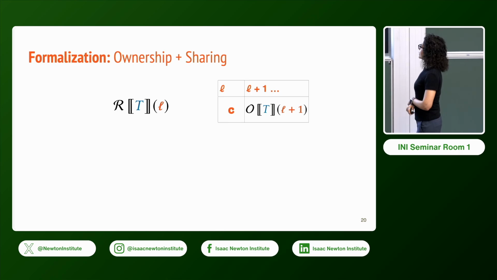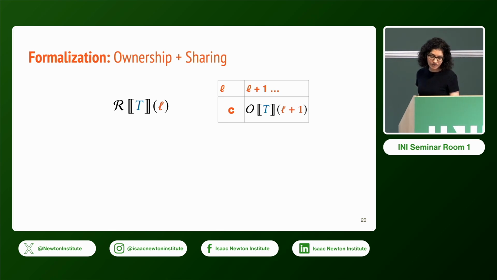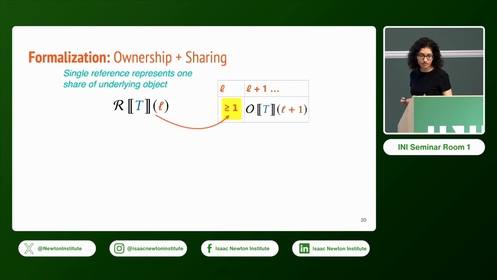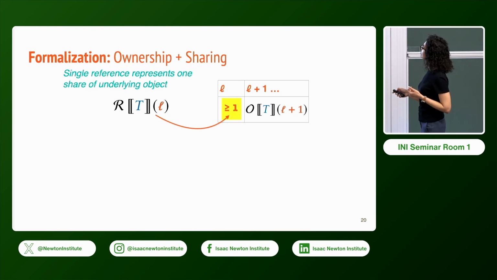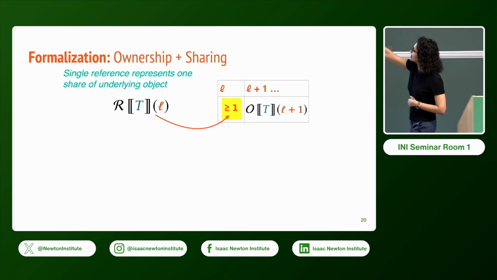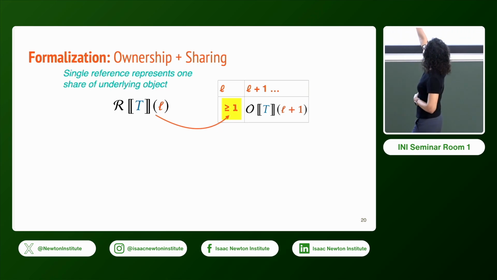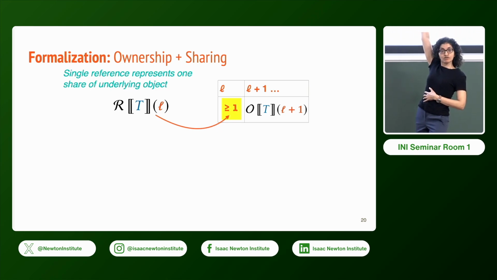Okay, so now the next thing that I need to talk about when it comes to reference counts is: if L is a reference, what does that mean in terms of ownership and sharing? So a single reference like this represents one share of an underlying object. All that L being an RT tells me is that if I physically go and look in memory, there's at least a number that's 1 or greater sitting over there. So I have a reference count of 1.